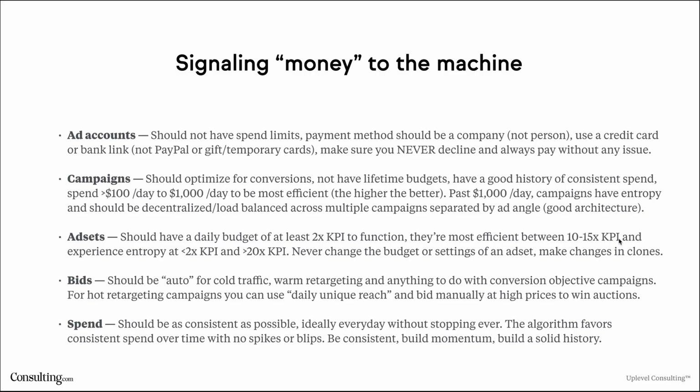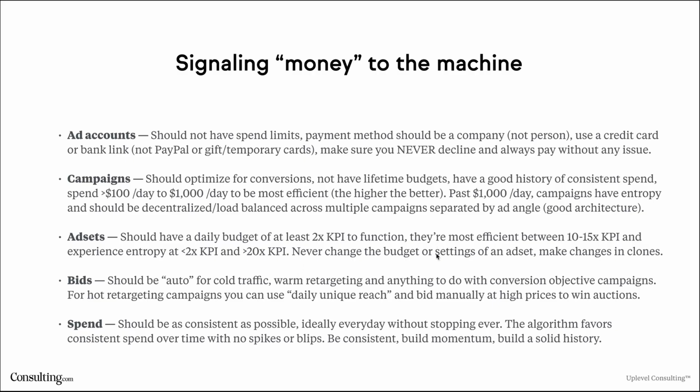And you're going to experience entropy at the ad set level at less than 2 times KPI and greater than 20 times KPI. So beware of these zones. Stay out of these, stay within these if you want maximum efficiency from your ad sets. And stay above 100 and beneath 1,000 if you want maximum efficiency here, right?